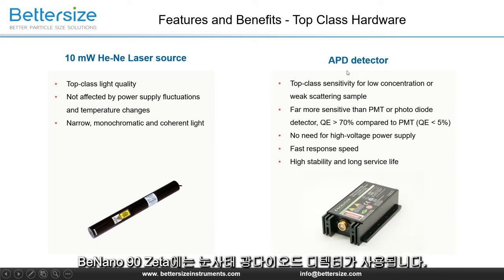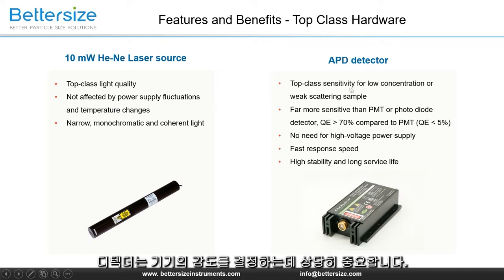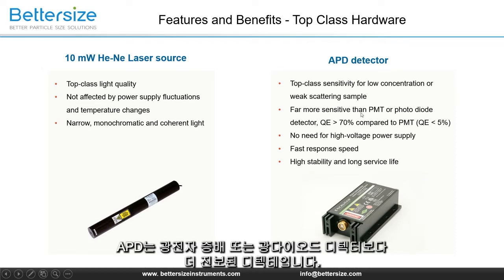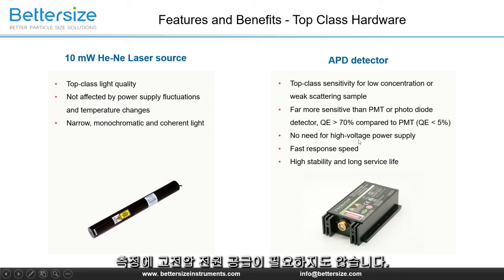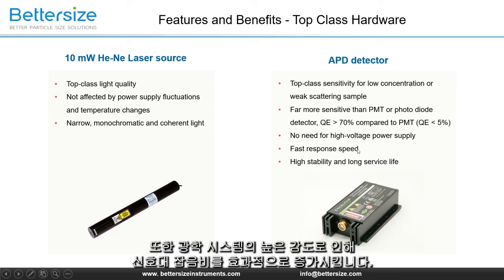The APD detector, avalanche photodiode detector, is used in the BeNano 90 Zeta. The detector significantly decides the sensitivity of the instrument. APD is a more advanced detector than a photomultiplier or photodiode detector because its quantum efficiency is larger than 70%, which is a huge progress compared to PMT. There's no need for a high voltage power supply in the measurement, and it effectively increases signal-to-noise ratios due to high sensitivity of the optical system.